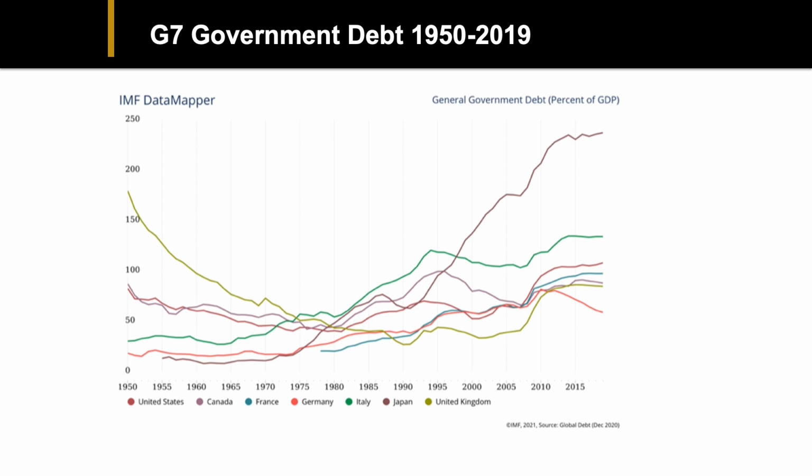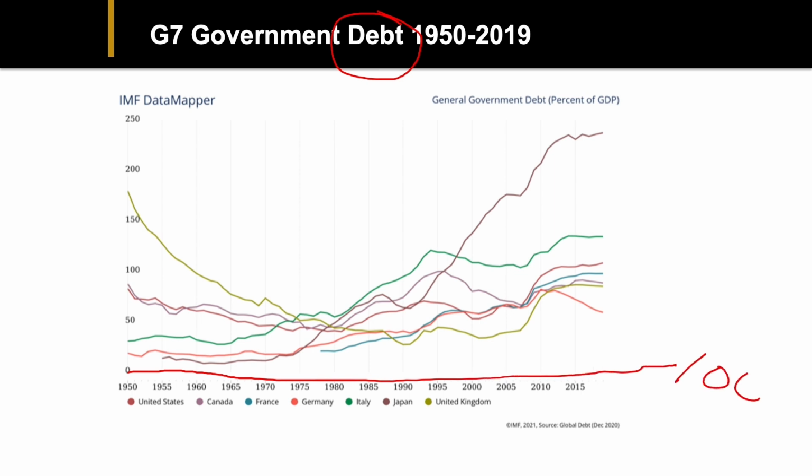And government debt among the G7 countries. This is how much these individual countries have spent beyond what they've taken in revenues. And you'll see a real pattern of countries borrowing. If countries had constrained themselves to spend what they took in revenues, then government debt would have been zero.